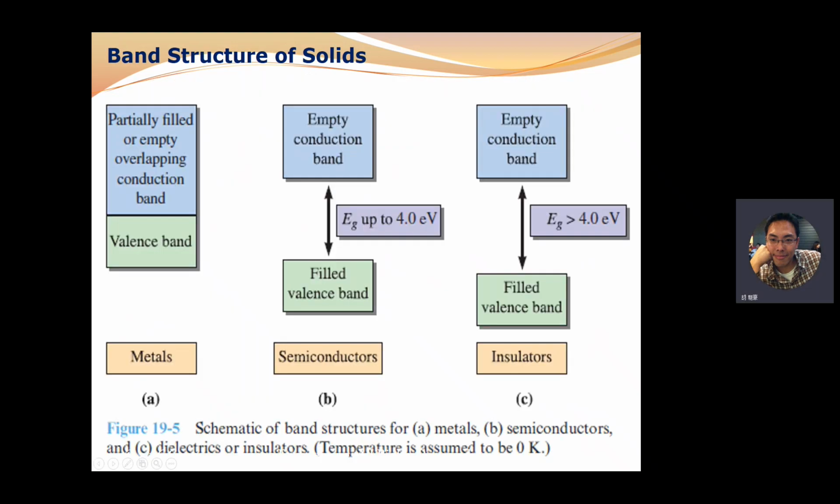Therefore, we can summarize the band structure of solids. For metals, the valence band and the conduction band are overlapping. That means the electron can jump between these two bands freely, come back and forth freely, because these two bands are overlapping.